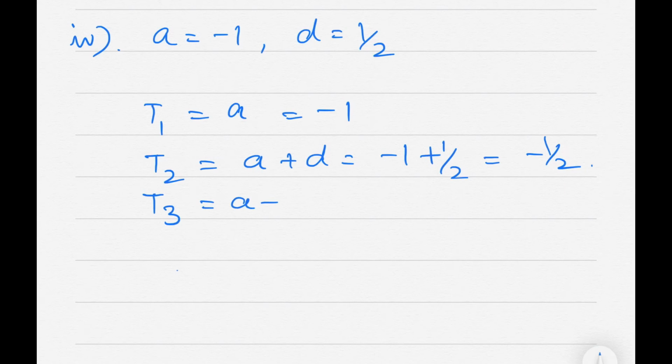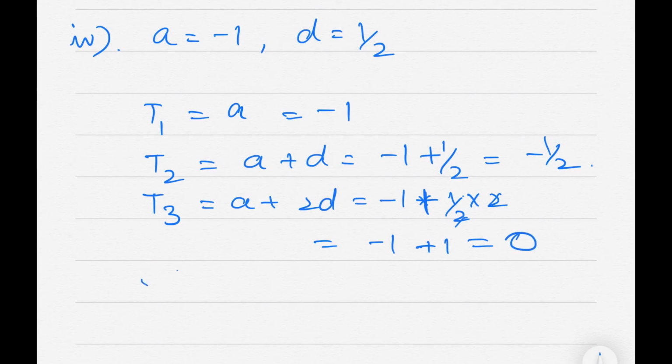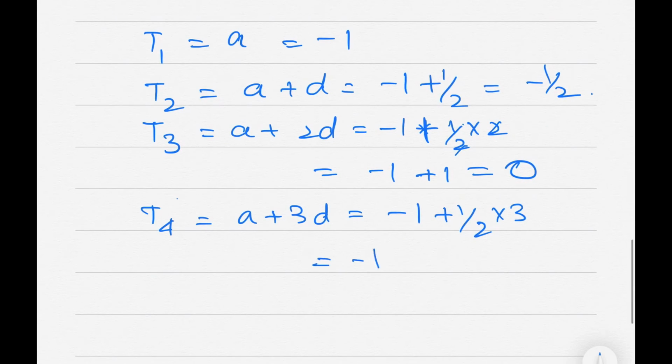So the third term becomes a plus 2d, so that is equal to minus 1 plus half into 2. So this becomes minus 1 plus 1, so this becomes 0. The fourth term is equal to a plus 3d, so this is equal to minus 1 plus half into 3. So this becomes minus 1 plus 3 by 2, so minus 1 plus 1 and a half, I can say, right? So 1 and a half minus 1, so this will give me positive half.